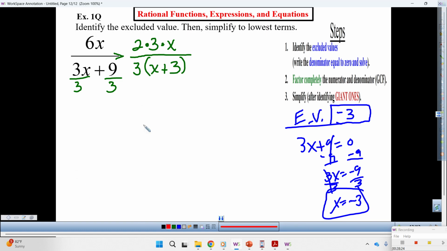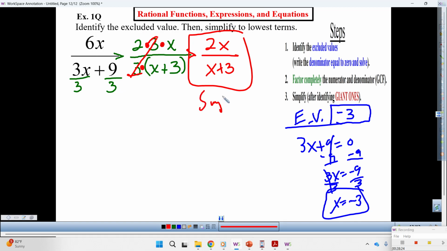All right. So we have multiplication here. How about here and here? Tell your neighbor the giant 1. What's our giant 1? The 3's, yes. So that leaves us with, on the numerator, 2x. How about the denominator? X plus 3. That's it. This is what?